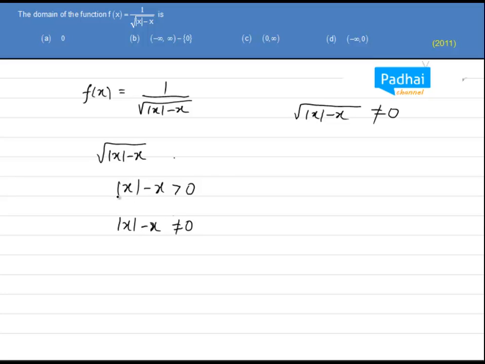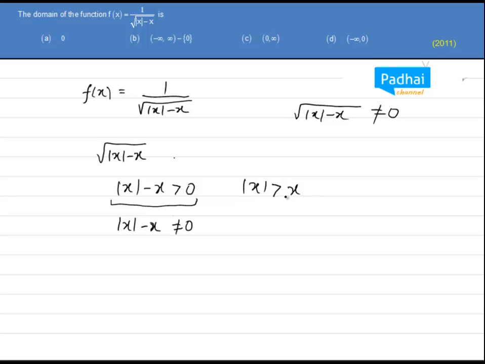So if |x| − x is greater than 0, it naturally means that |x| does not equal x. So we should find the values of x which make |x| greater than x. So |x| should be greater than x. You can tell this algebraically and graphically as well.